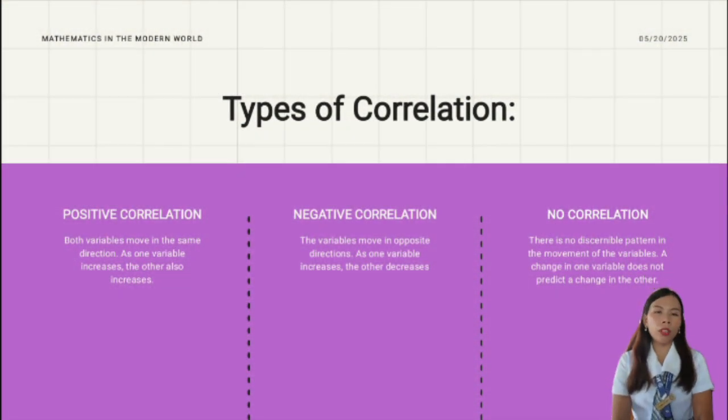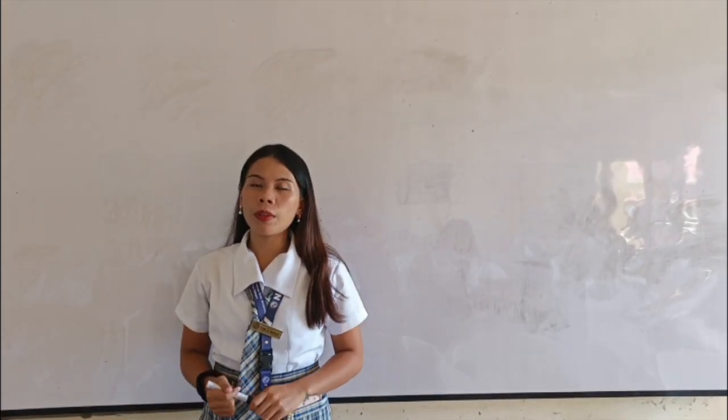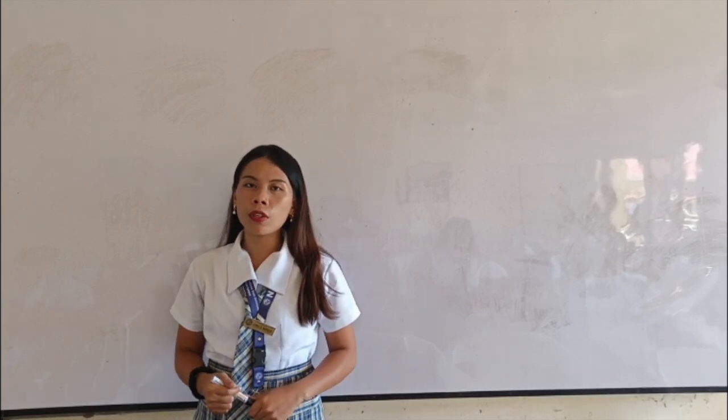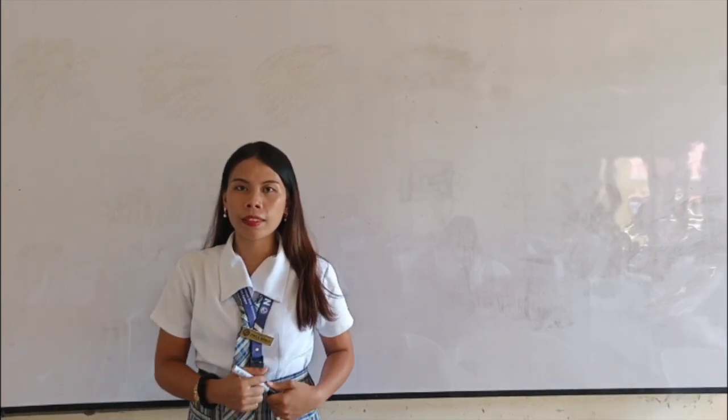These are the types of correlation. First, positive correlation: both variables move in the same direction. As one variable increases, the other also increases. I will show you the positive versus negative correlation by plotting the scatter plot.